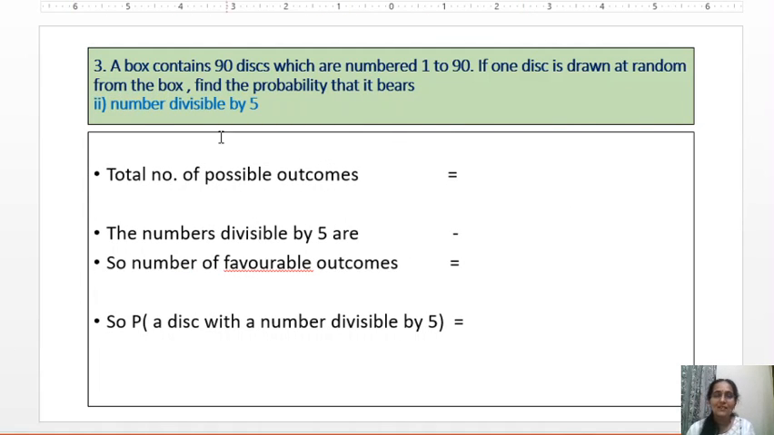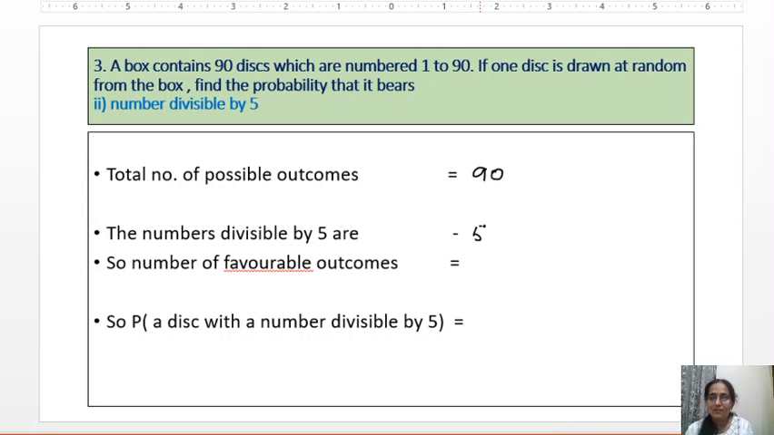Yeah, next, third question, next sub question, same question. What is the total number of possible outcomes? 90 discs are there, so total possible outcomes are 90. What are the multiples of 5? When you are drawing the disc, it should have a number which is divisible by 5. Which numbers are divisible by 5 from 1 to 90?